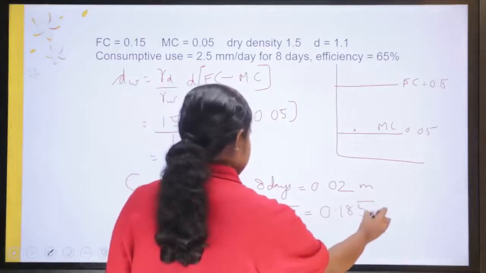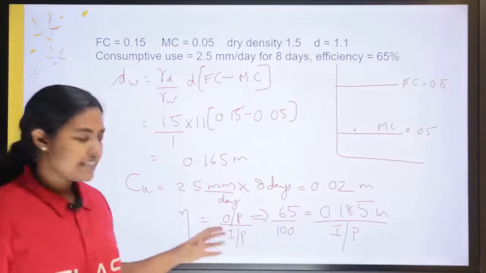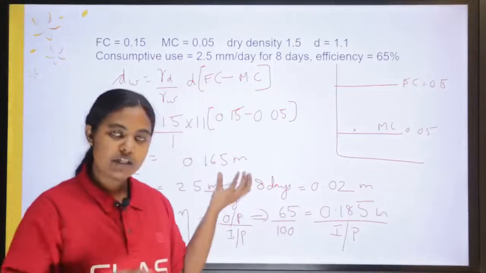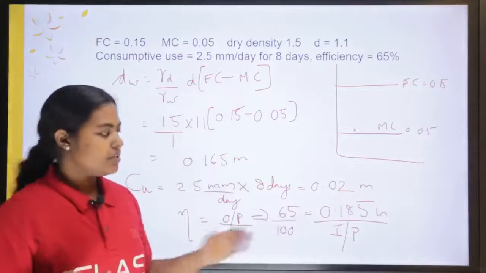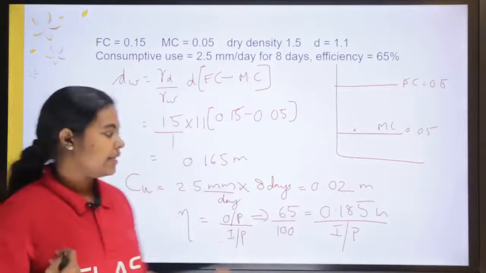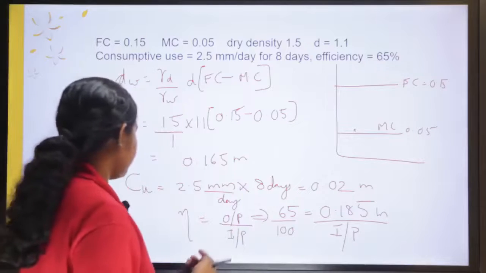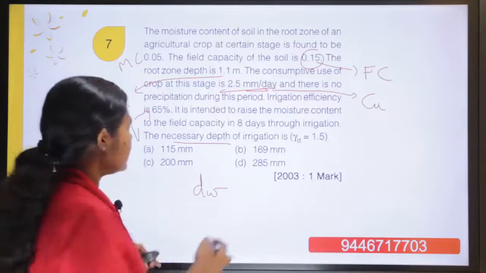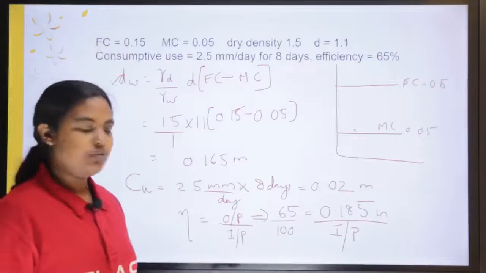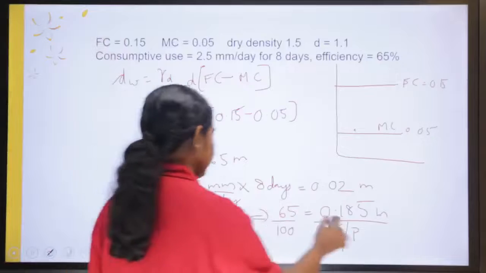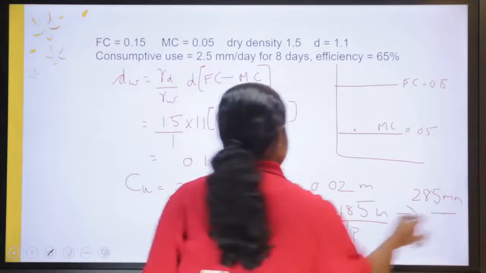0.185 meters, divided by the input. That is the water input, meaning the water that should be carried by the canal or the irrigation water to be supplied. So this is what we have to find out, and once we solve this equation, we will get the value. The answer will be 285 millimeters.